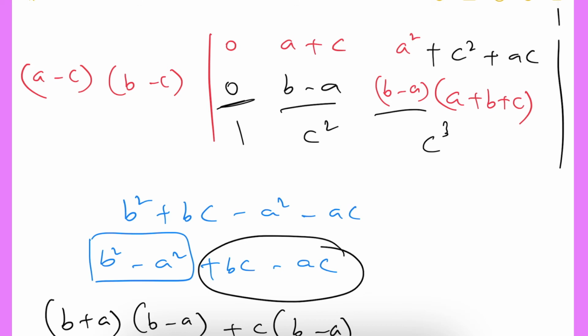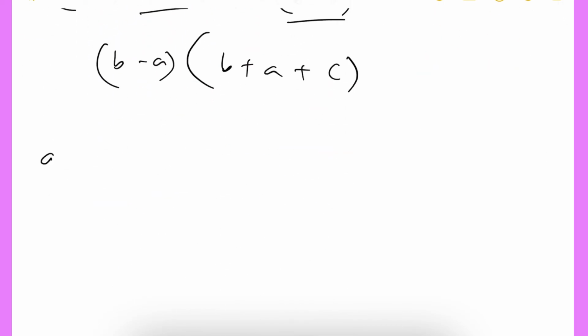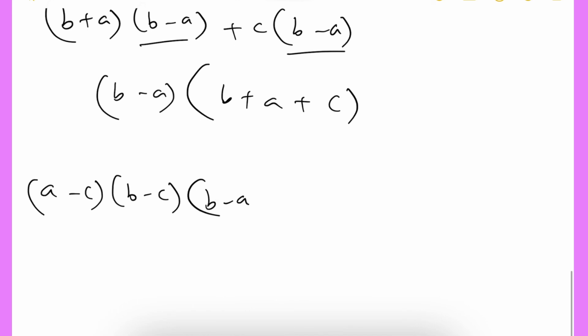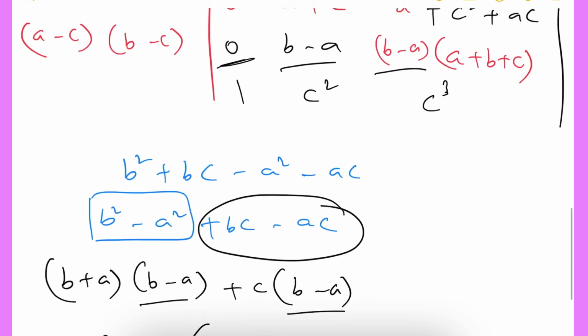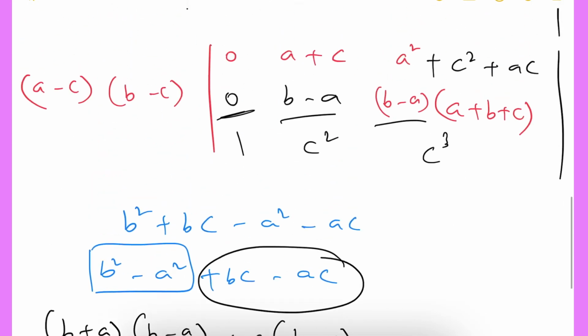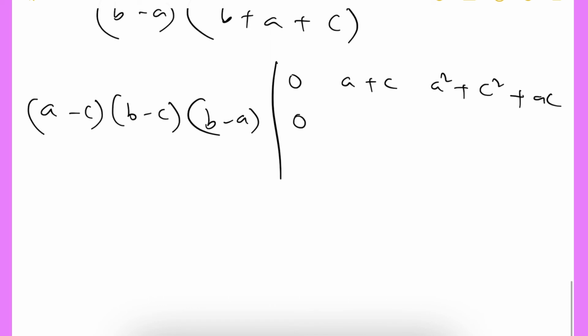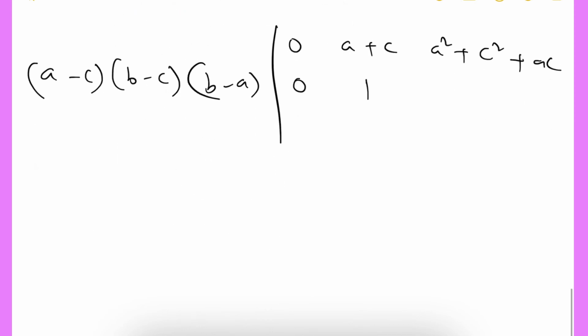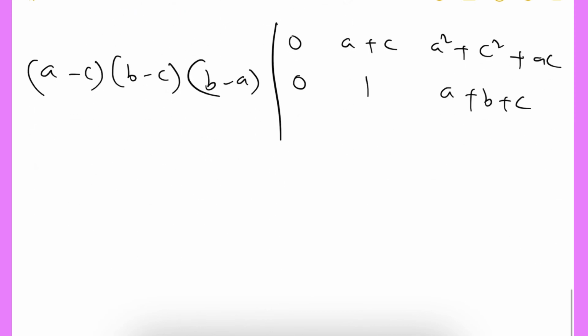Then the outside numbers are (a minus c) into (b minus c) into, now we are taking (b minus a) common, so that also will be added to this, into. First row as it is: 0, a plus c, a square plus c square plus ac. Now second row: 0 as it is, b minus a we took common, so we remain with 1. Here b minus a is completed, then we remain with a plus b plus c. Third row as it is, that is 1, c square, c cube.